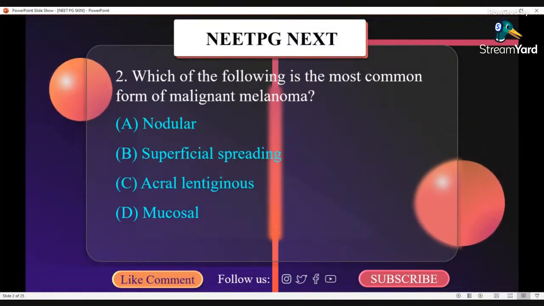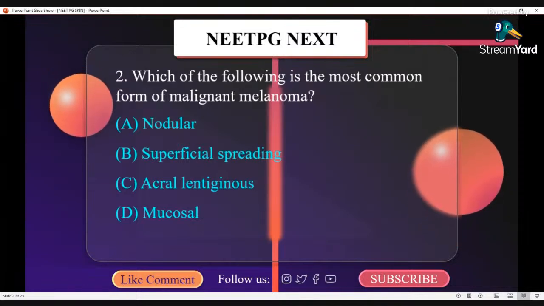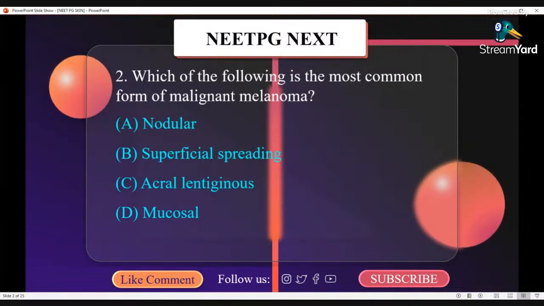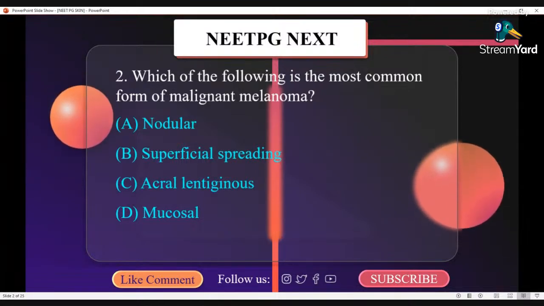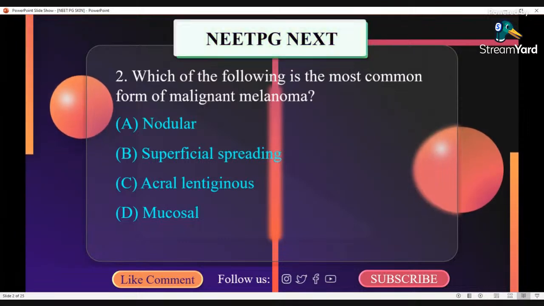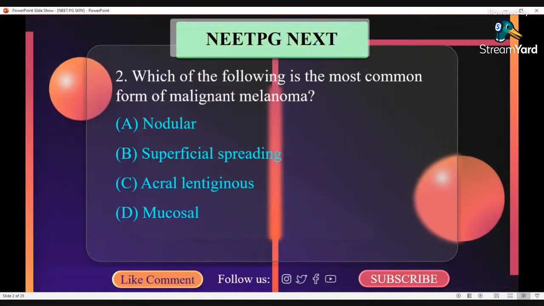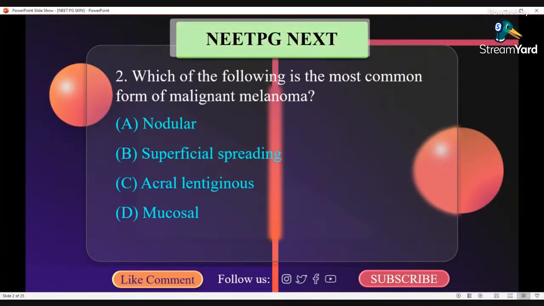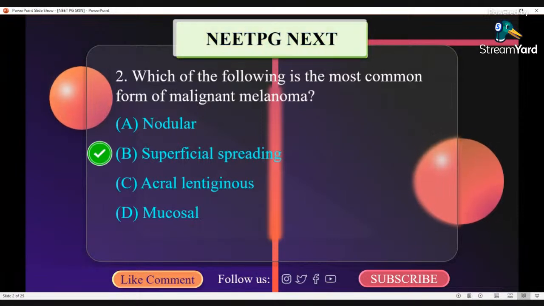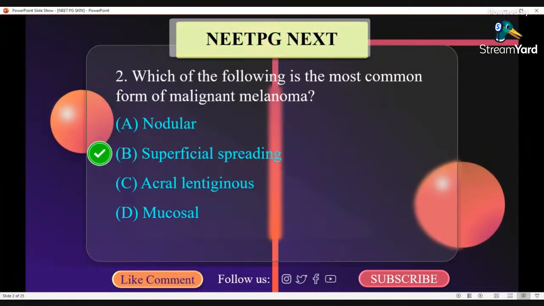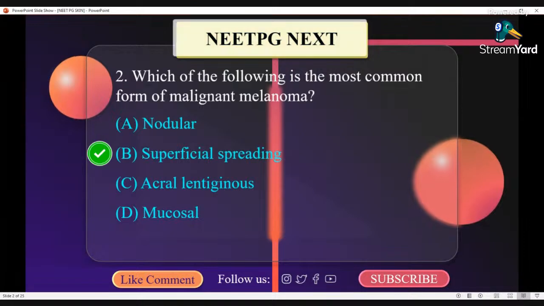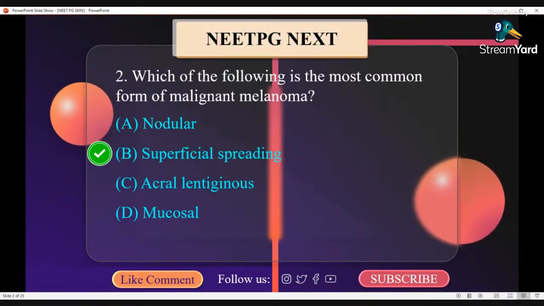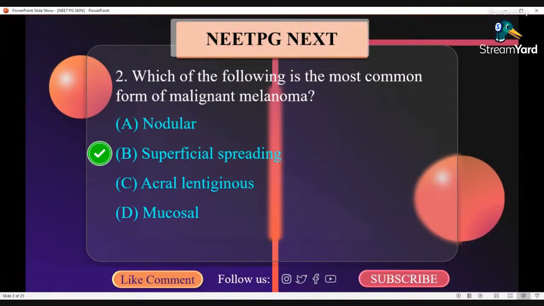Let us look what the options are given. A. Nodular, B. Superficial spreading, C. Acral lentiginous, D. Mucosal. Let us look what the correct answer here is. The correct answer here is B. Superficial spreading malignant melanoma. So the most common form of malignant melanoma is superficial spreading malignant melanoma.